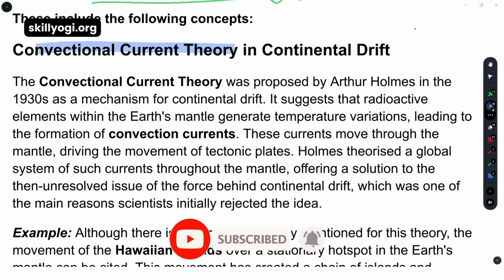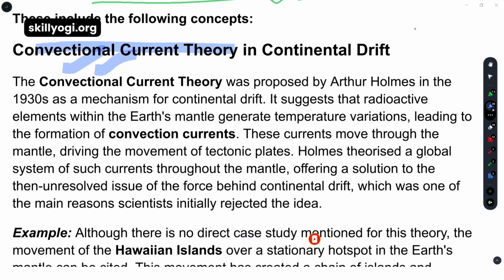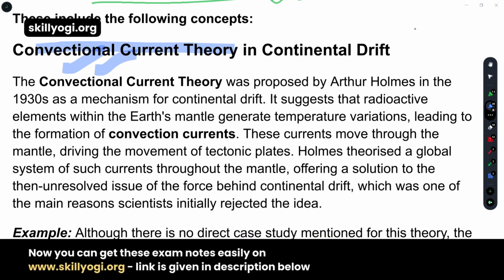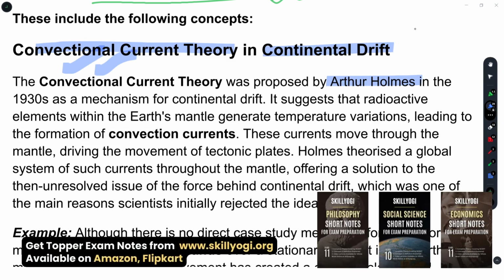The word convection, we have just now learned in a different paragraph. So how is it related, or how does it have an impact on continental drift? First, I am telling you about this. The name Arthur Holmes, we have already used just before this paragraph. What is the convectional current theory and who proposed this theory? Arthur Holmes, in the year 1930.